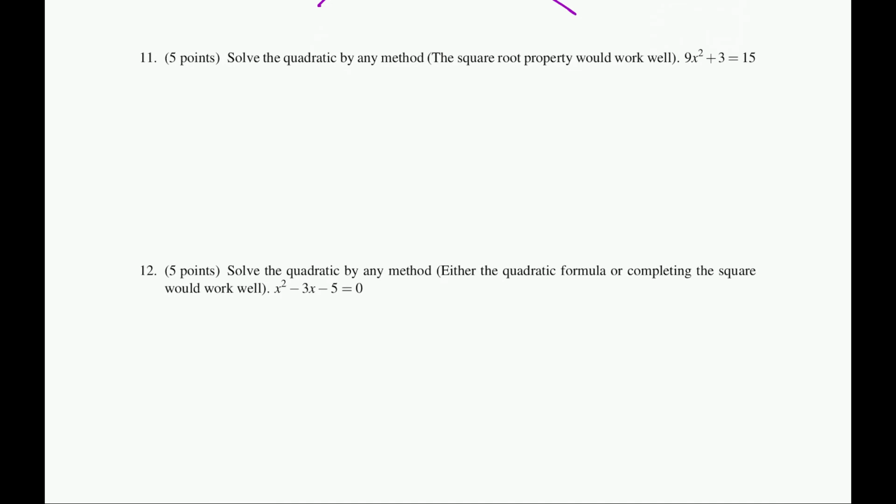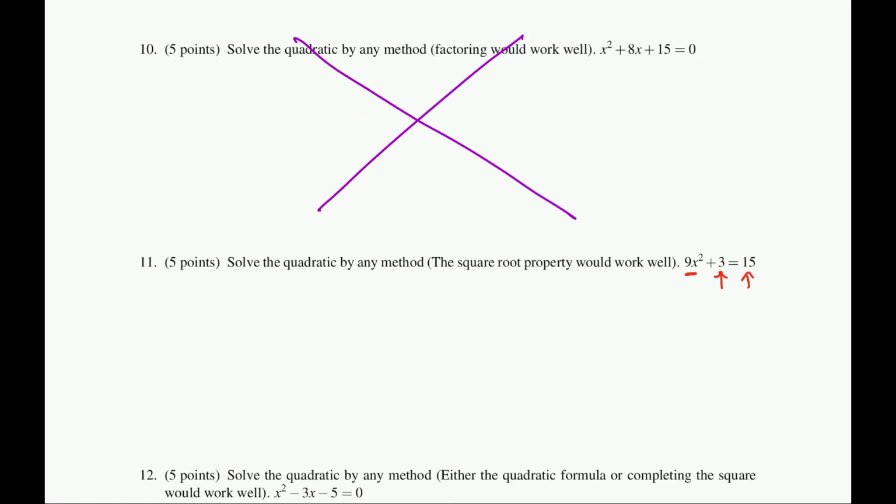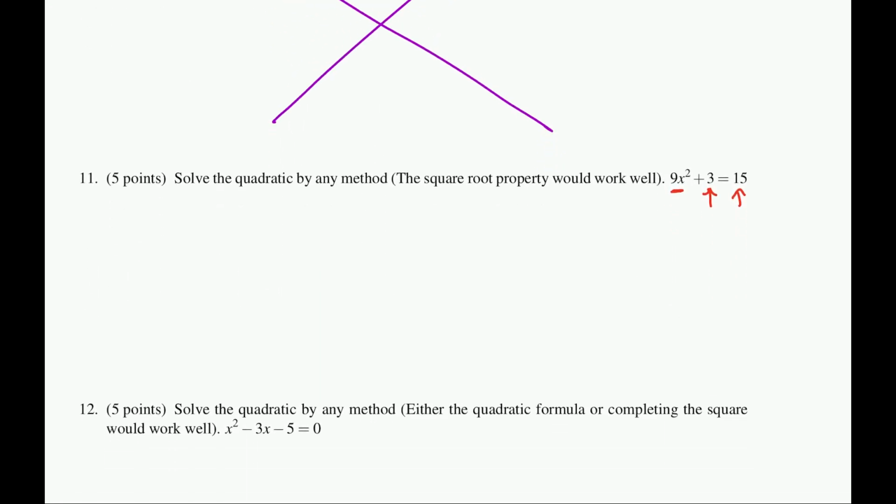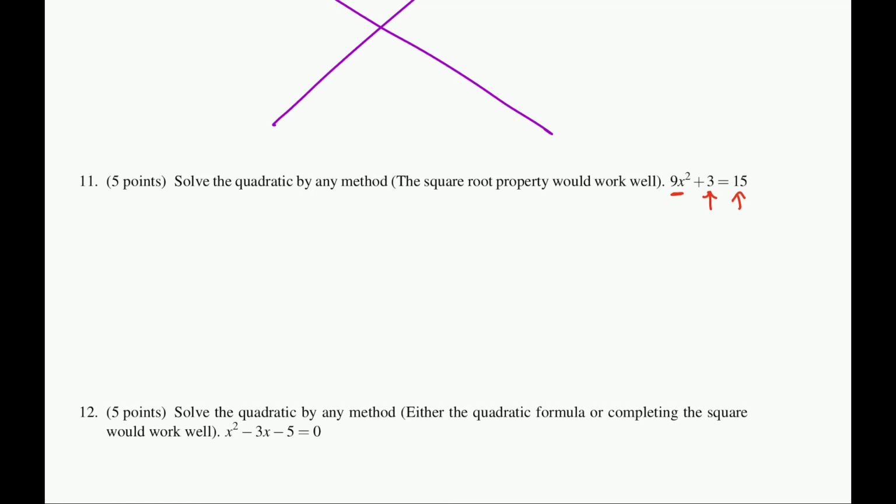So for problem 11 here, it says the square root property would work well. Now, the reason the square root property would work well is notice that there's an x squared term and then a constant. There's no x term, right? Like if you look at the previous problem, there's this 8x. And if you look at the problem we're doing here, there's no x term. And what that means is that you can just solve this with pretty much regular algebra, not using any kind of factoring or anything. Let's go ahead and try it.